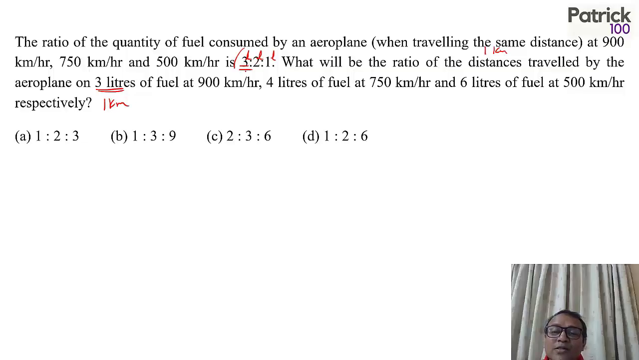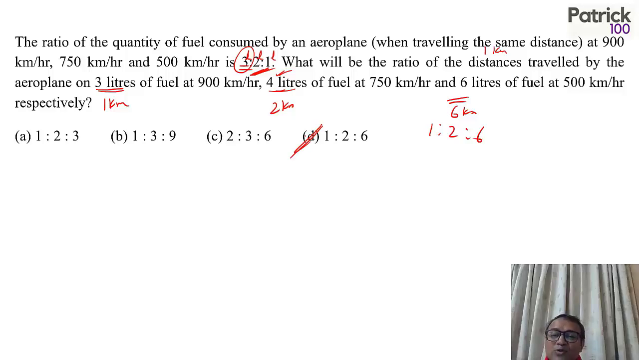Because we're talking of 3 liters, 3 liters travels 1 kilometer. 2 liters is traveling 1 kilometer, so 4 liters will travel 2 kilometers. Same way, the last one: 1 liter travels 1 kilometer, so 6 liters will travel 6 kilometers. So the ratio of distance traveled, if you look at, is 1, 2 and 6. D option. You get the answer.